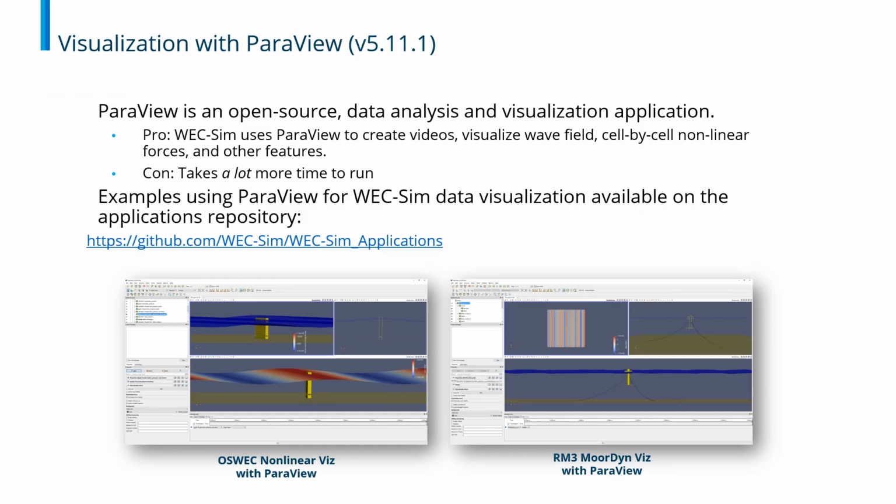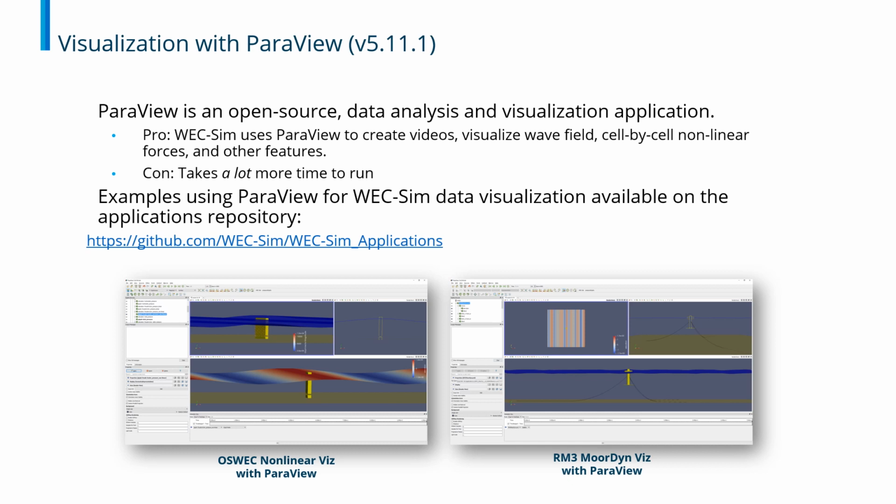The last visualization option is using ParaView. WEC-Sim is compatible with ParaView version 5.11.1, which is an open source data analysis and visualization application. The benefit of this is using ParaView to create videos, visualize the wave field, visualize nonlinear forces, as well as other features. And the con is that it takes a lot more time to run, but it is worth it if you'd like to get those visualization features.